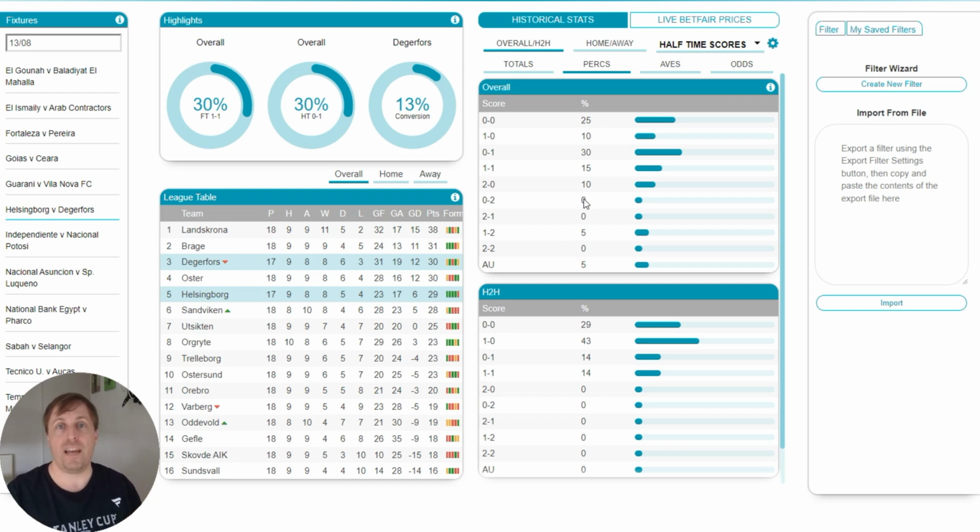Hopefully today I've helped explain which bits you should use and which bits are really important as a Betfair trader to look at.